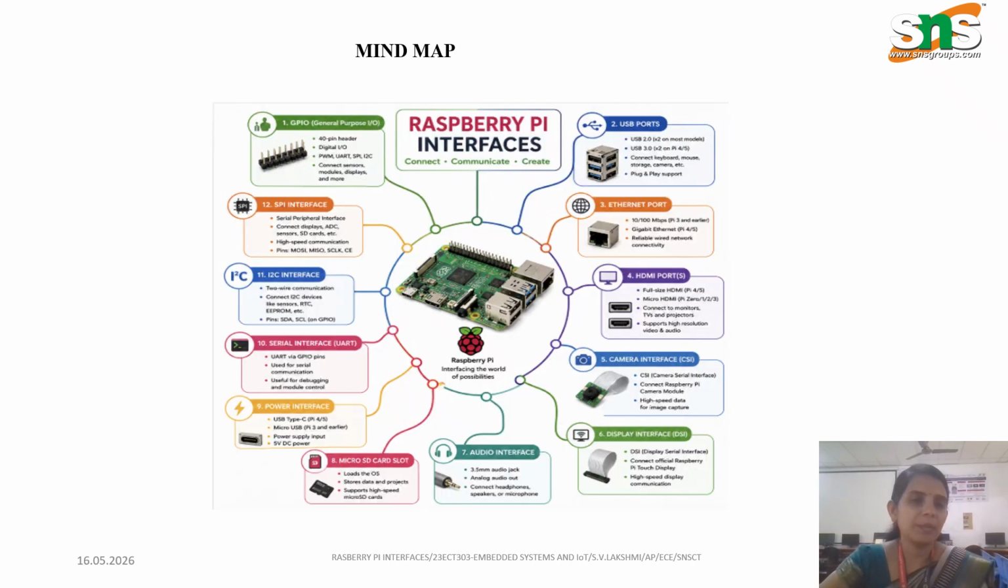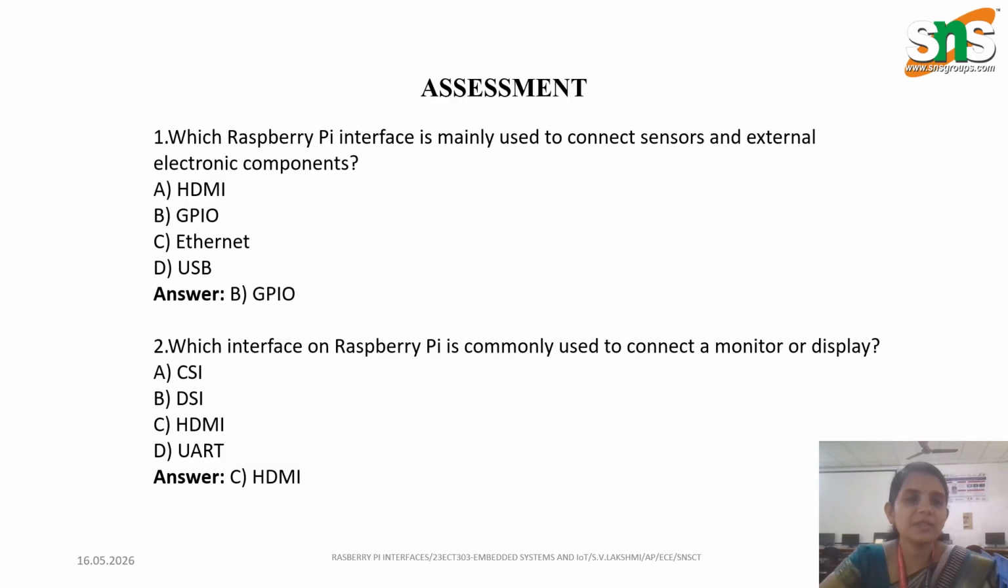The overall mind map of today's session is that we have discussed various Raspberry Pi interfaces like I2C, SPI, UART, HDMI, display interfaces, and USB. Today's assessment: which Raspberry Pi interface is mainly used to connect sensors and external electronic components? That is the GPIO, general purpose input output. Which interface on the Raspberry Pi is commonly used to connect a monitor or display? HDMI, high definition multimedia interface.